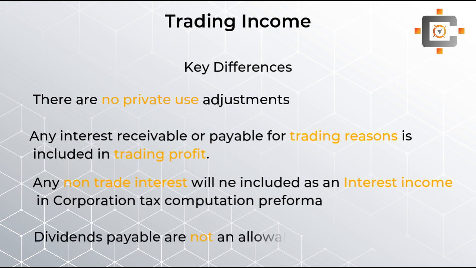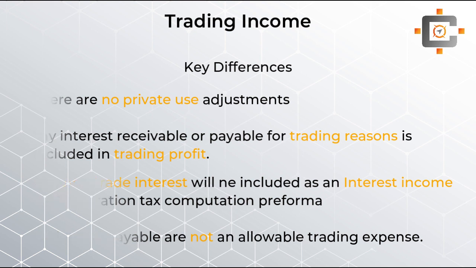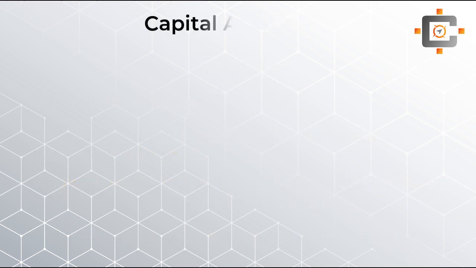Okay. Then, the dividend payment is not an allowable expenditure. You cannot claim a deduction for any kind of dividend payment or dividend expenditure. It will be disallowed. Then, students, let's see the difference in the capital allowance rules.